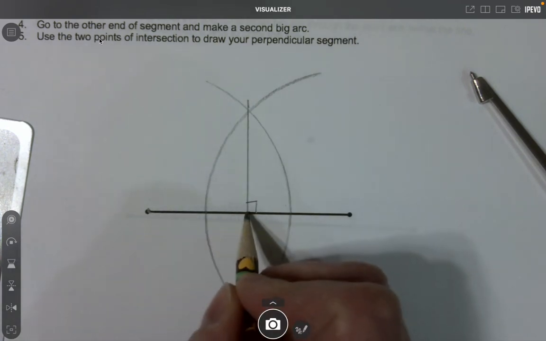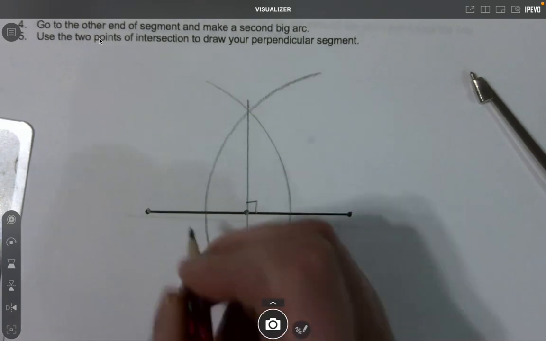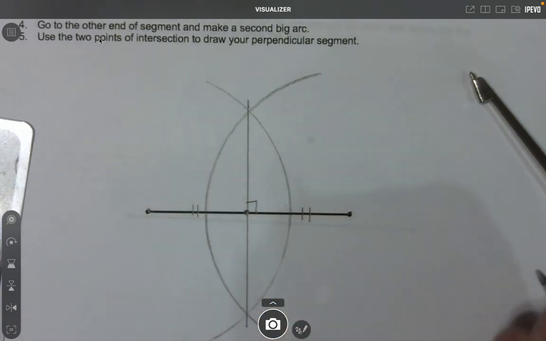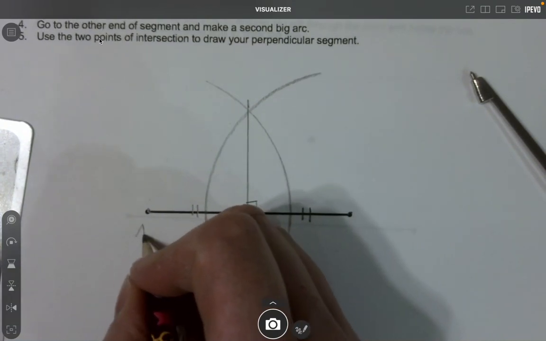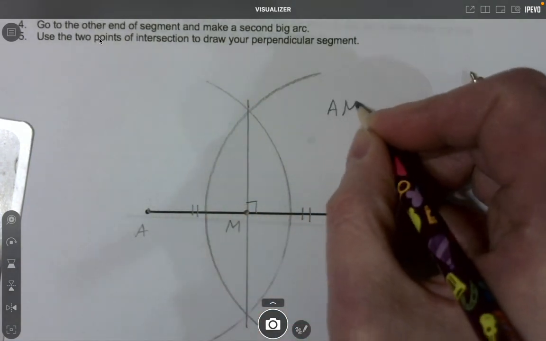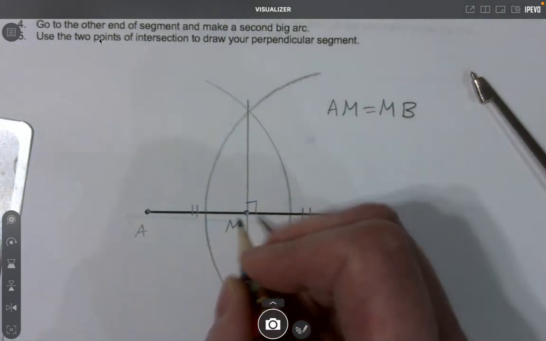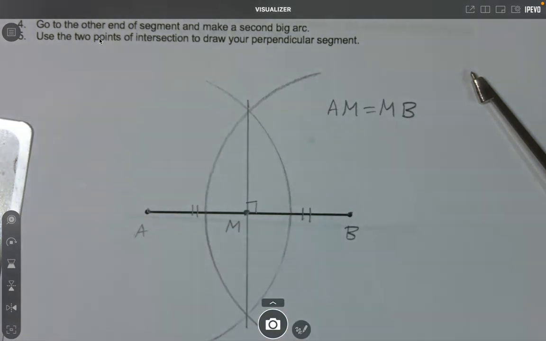And so from here to here is going to be congruent as from our midpoint to our other endpoint. So I'm going to put some marks here to show that that is congruent on both sides. So if I think of this as segment AB, and M is in the middle, then I know the measure of AM is going to be the same as the measure of MB because this is my midpoint.